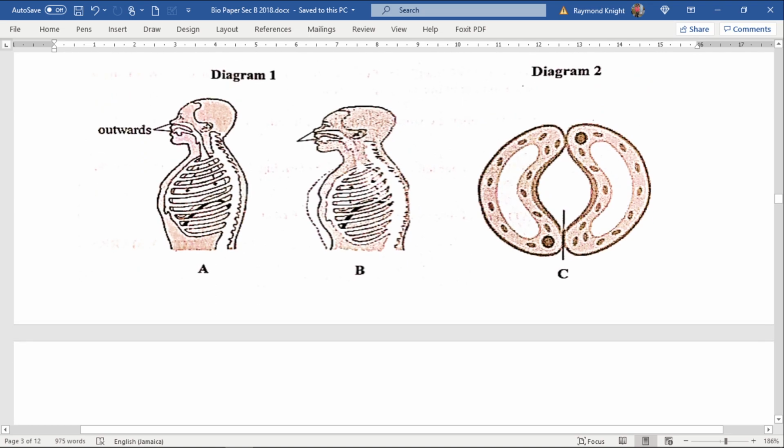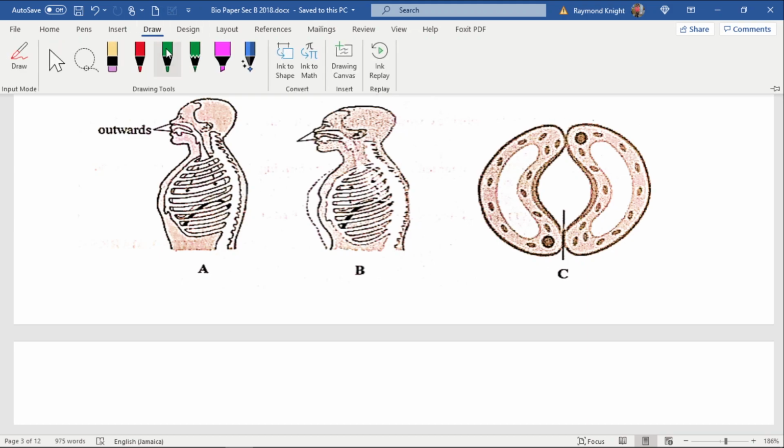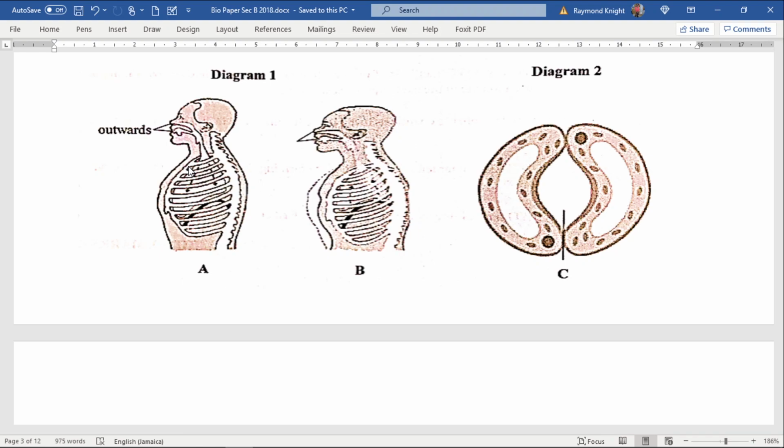Let's compare diagram A with diagram B. You'll notice that the area is larger in terms of the lung. So the lung volume is way larger. And actually, I could outline that for you real quick. Let me just do that right now. All right, so there we go. And so here now you notice right here is a larger lung space.